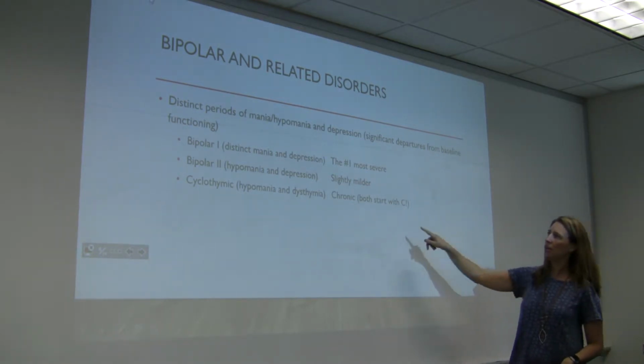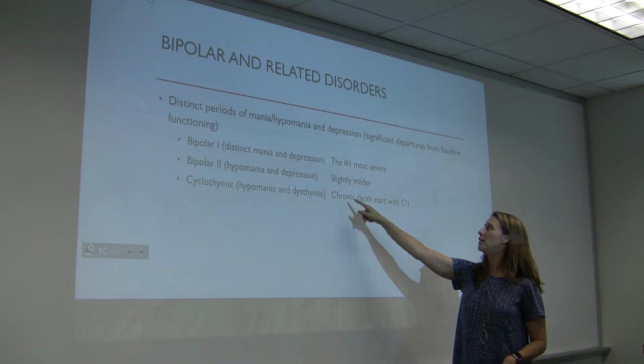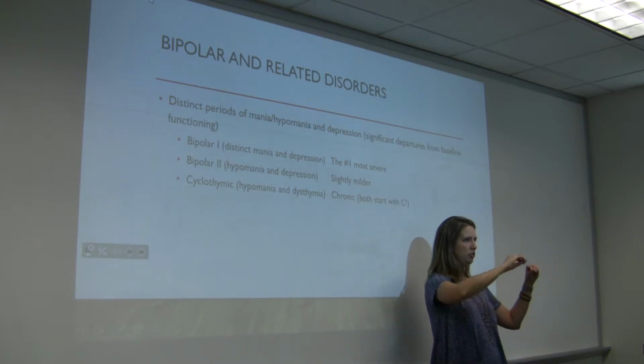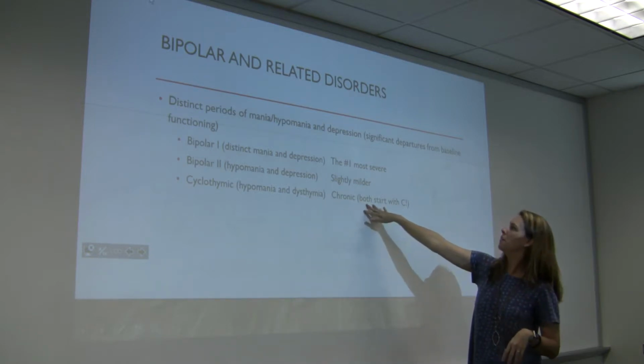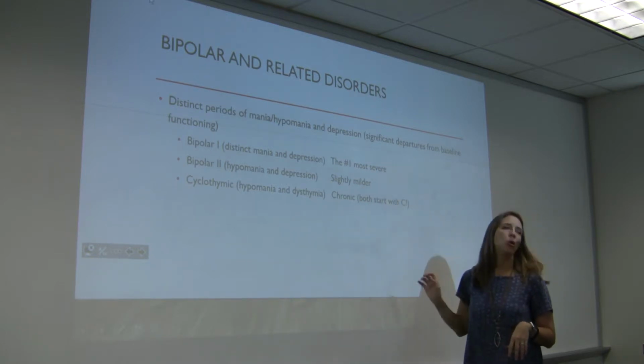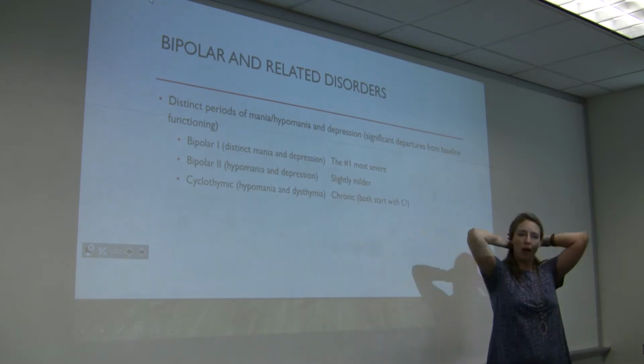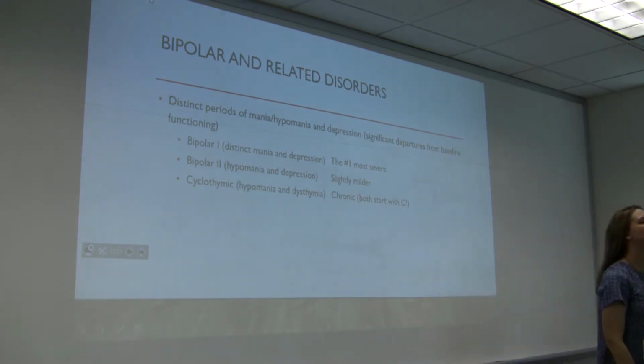right? Cyclothymic is chronic, right? So it's a lower level, but it usually lasts, it's much longer term, right? The number one most severe is bipolar 1. Bipolar 2 is slightly milder, although people who have it might not feel that way. I mean, it's a difficult disorder.